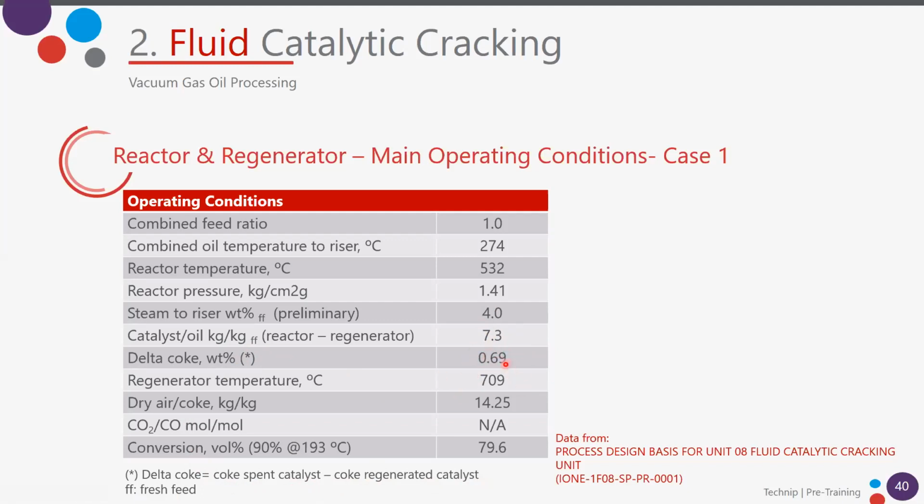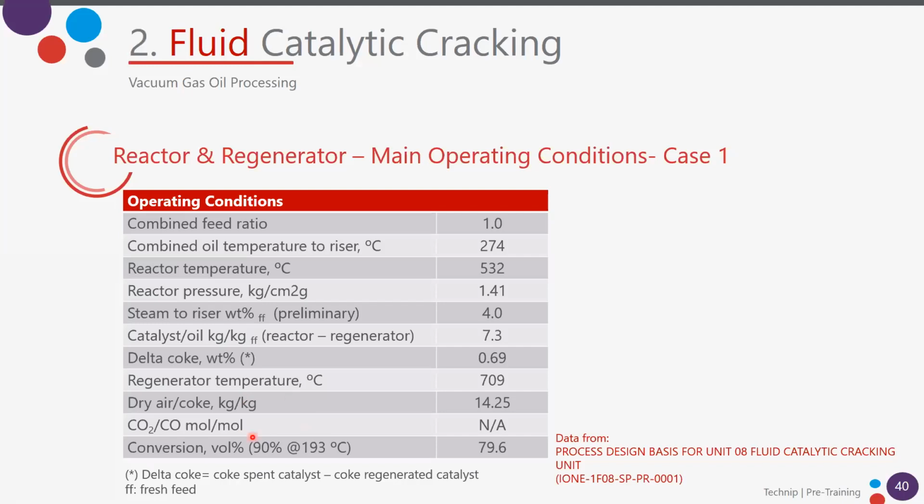We have here also the temperature in the regenerator. Remember that we have seen also when we were talking about the process description, it is about this level of temperature that we will get in the regenerator. This is the air that we will have to add per kilogram of coke, dry air, okay? Here we have this that is not applicable in our case because we don't have CO. Remember that we are going to a complete combustion, okay?